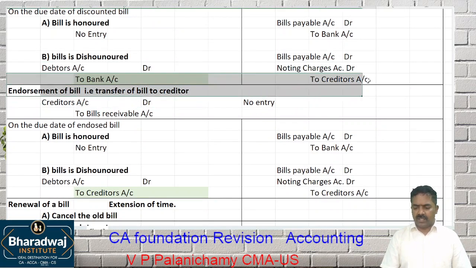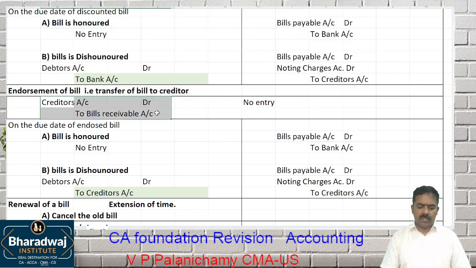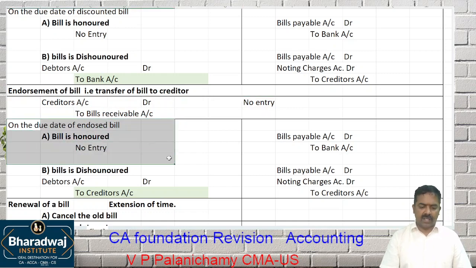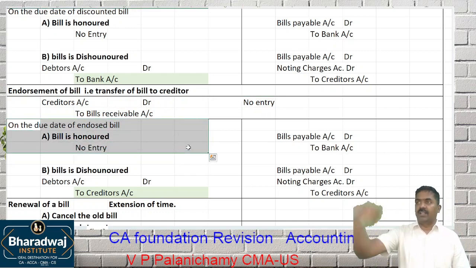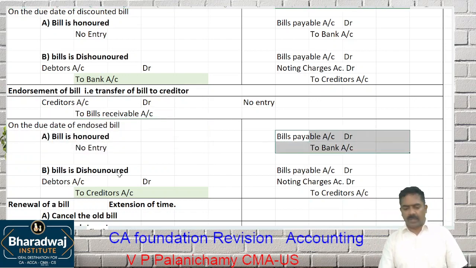If the bill is endorsed, what do you mean by endorsed? Transfer to your creditors. What is the entry you will pass? Creditors to bills payable, bills receivable. For me, no entry. Why? It is a transaction happening in your book. If the bill is honored, no entry because your creditor will get the money from me and I will pay the money, bills payable to bank.